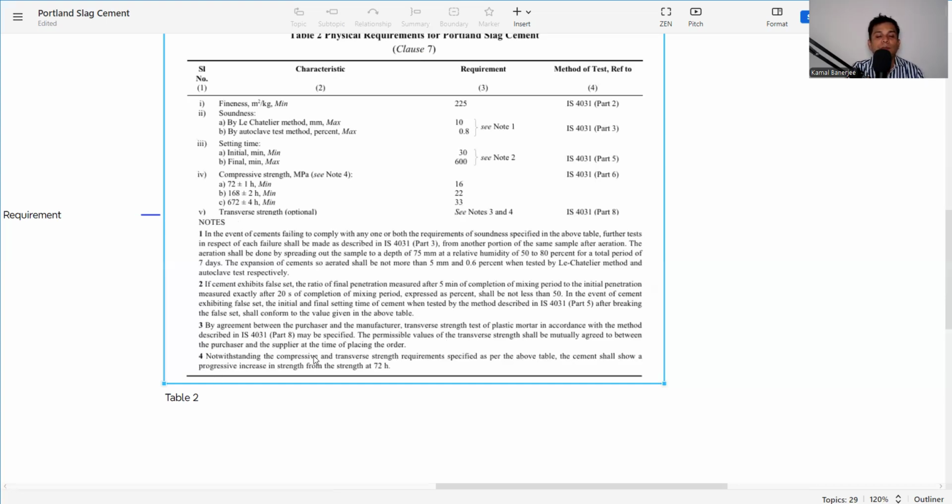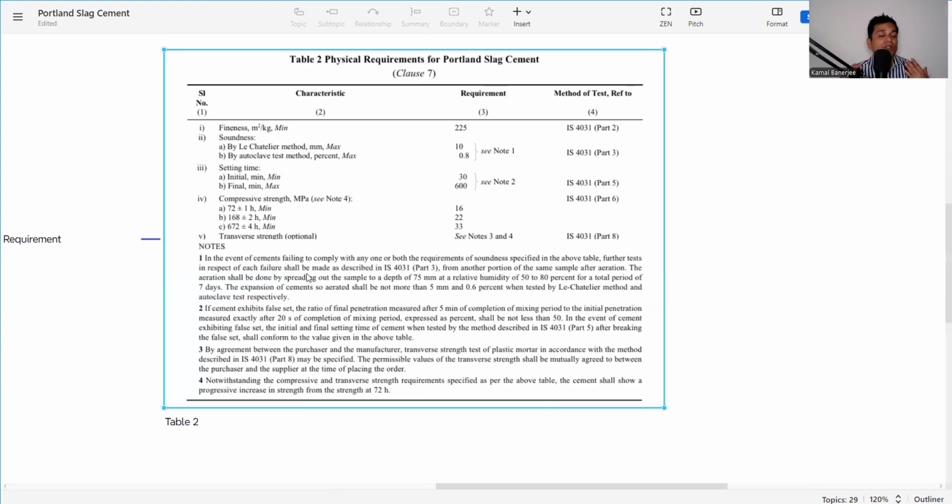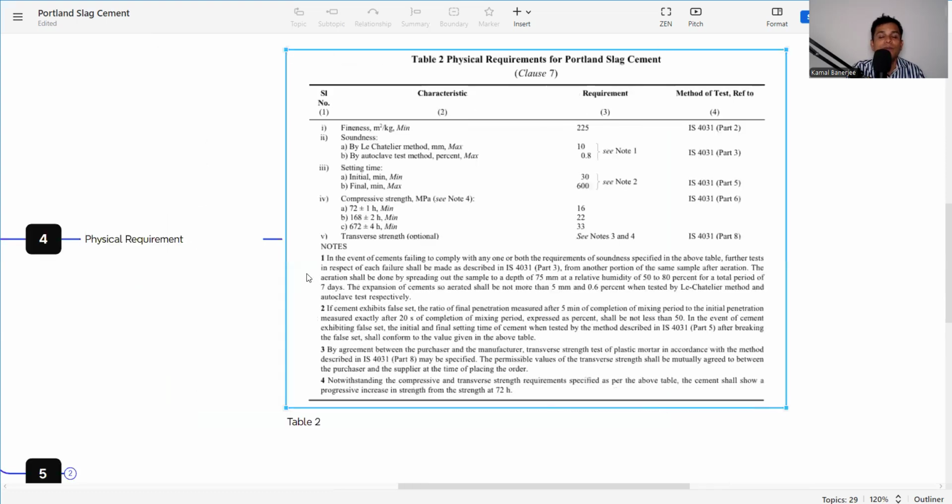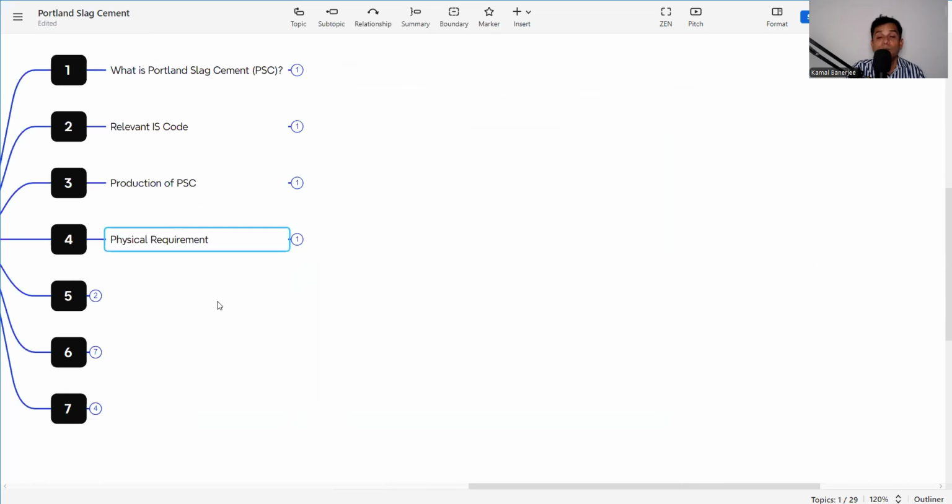Now, the compressive and transverse strength requirements are as specified in the above table. The cement shall show a progressive increase in strength from the strength at 72 hours. So you have to check these also along with the transverse strength. These are the physical requirements that we need to check whenever in our project we select any Portland slag cement. When taking the MTC or sending it to a third party for testing, check how much the fineness is, how much the soundness is, how much the setting time is, how much the compressive strength is, and if required the transverse strength. So these are the physical requirements of Portland slag cement.